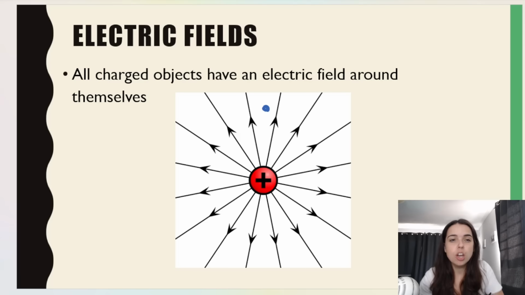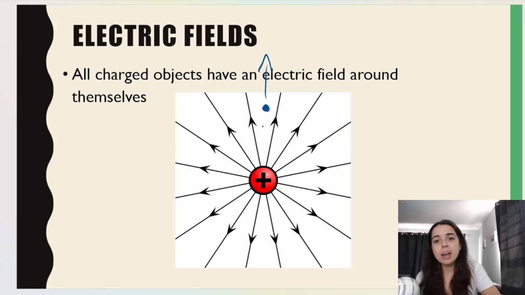experience that force. So what that means is, and I drew a little dot here in blue, this is a separate charged object. It is another charged object. And when it is placed within that field, it will experience a force. So it will either move that way or it will move that way. It experiences a force. It will accelerate.